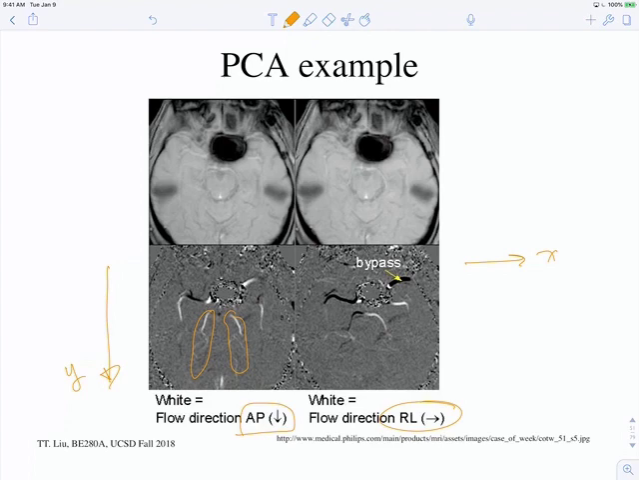You can see here that we have positive flow on this side and negative flow on that side. That's good because that's how it should work: the blood comes up, some goes this way and some goes that way. Phase contrast angiography is one of the standard methods we use to diagnose blood flow in the brain, especially in the big arteries.